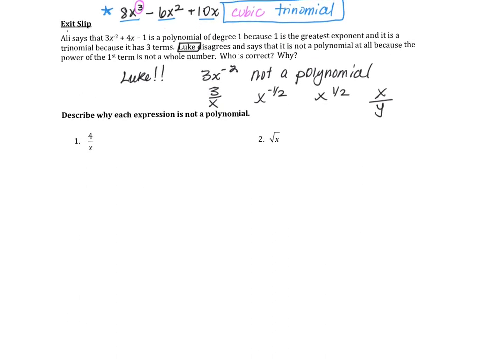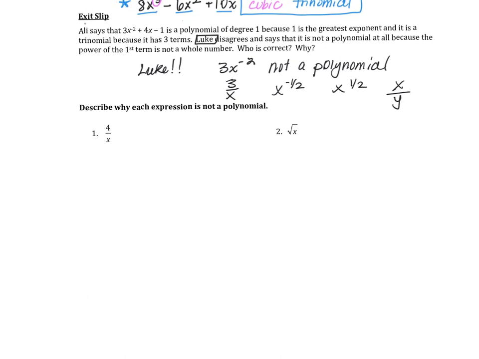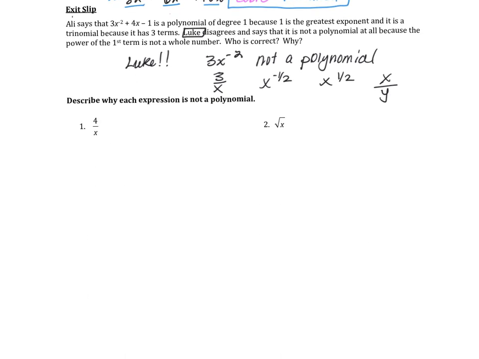So describe why each expression is not a polynomial here below. We have 4 over x. Because x is in the denominator, it is not a polynomial.